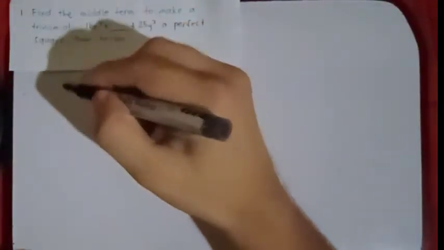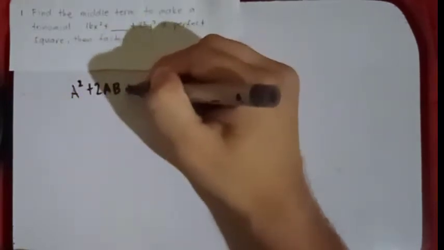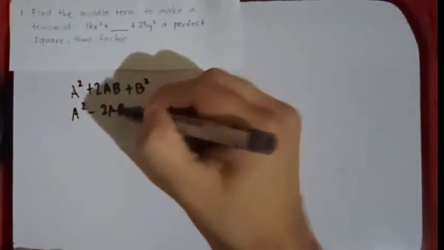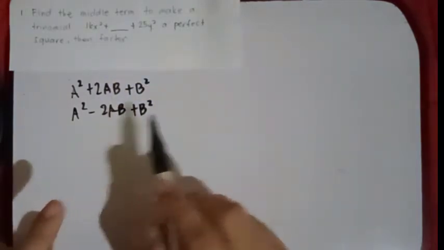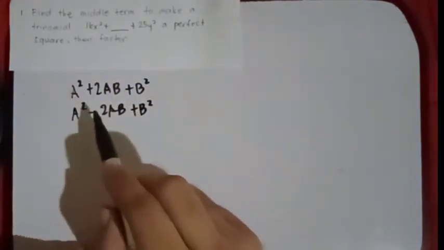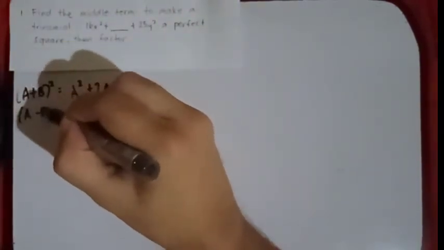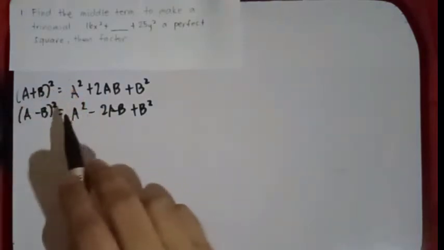So, meron tayong dalawang patterns. We have a squared plus 2ab plus b squared and a squared minus 2ab plus b squared. So, ayan po yung patterns ng perfect square trinomial, and nakuha ito by just expanding a plus b quantity squared. Ayan, square of a binomial. Tapos dito naman a minus b quantity squared. Ayan. So, galing siya sa square of a binomial, kaya nabuo itong pattern na to.